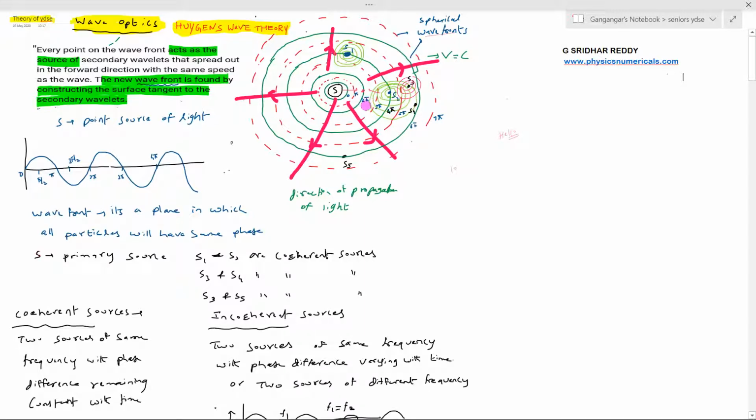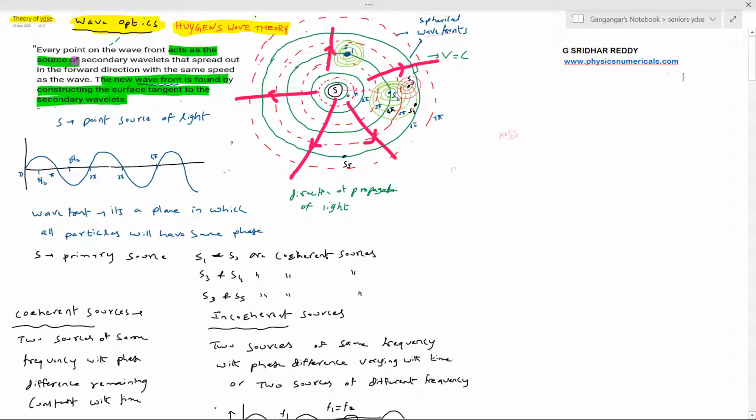Like that, we can also define the wavelength lambda. The distance between the 0 and 2 pi wavefronts is lambda, and the distance between 0 and pi is lambda by 2. So we can take the wavefront concept here.